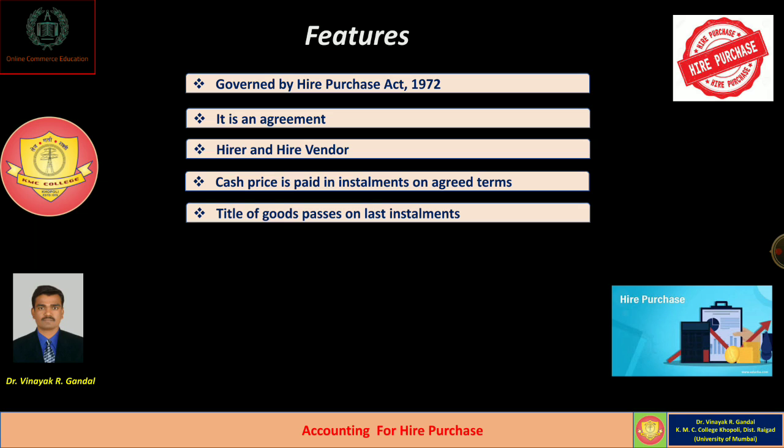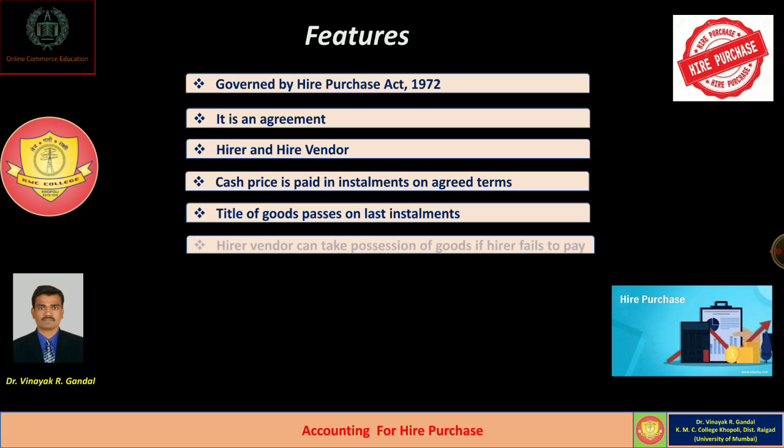Next feature is about title of goods. In the case of hire purchase system, the title of goods passes on the last installment. In short, the ownership of the asset is to be transferred to the hire purchaser when the last installment has been paid.